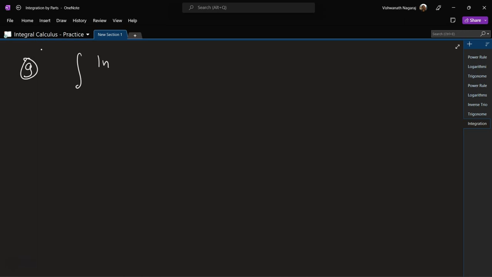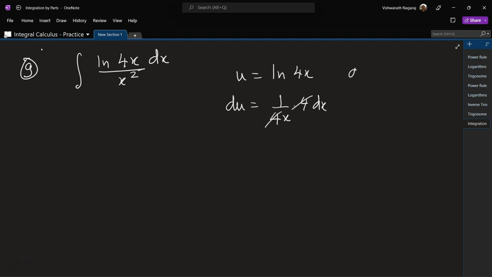Integral of natural log of 4x dx by x square. Here we have natural logarithm, so u would be natural log of 4x. So du would be 1 by 4x times 4x, so 1 by x dx. And dv will be 1 by x square dx.